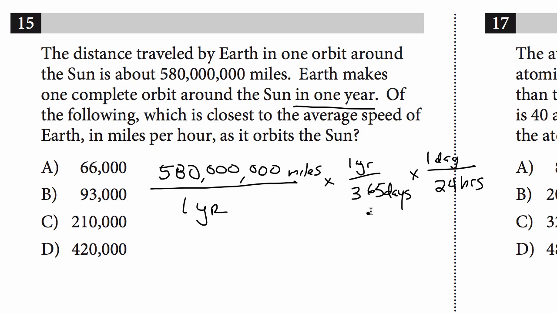So that's what you want to set up, a nice little scientific notation. I forget what you call it, but you just want to make it so the units cancel out, and eventually what you're left with is miles per hour. So let's do that, and you're just using your calculator at this point. 580 million, what was that, 7 zeros, divided by, and you can use parentheses on your calculator, 365 times 24, and you should get 66,000. Choice A. And that's it. All I did was this on my calculator.